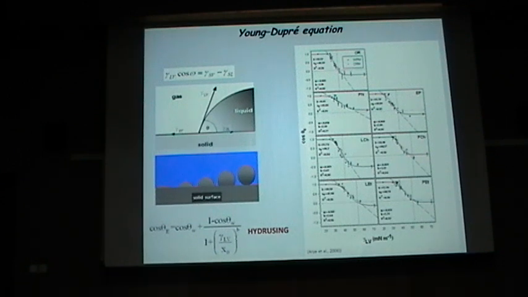Based on some previous study that I did, I came up with this relation between surface tension and the cosine of the contact angle. What you can see here is measurement of the contact angle as a function of surface tension, and this is the relation I came up with, and we have incorporated this relation into Hydrus.